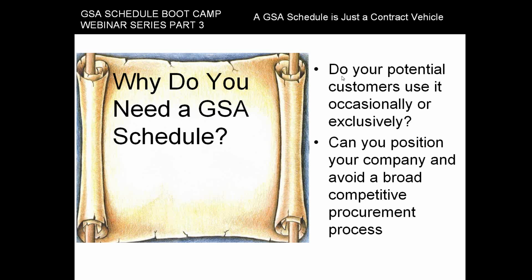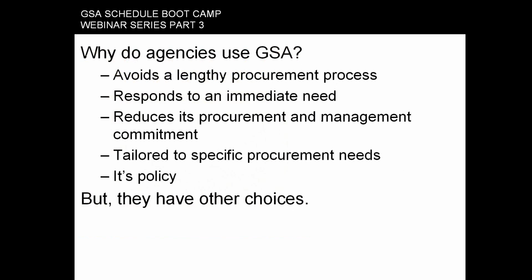So you would need a GSA schedule if your potential customers use it exclusively, and some do, or occasionally, and it is a vehicle that they turn to. And you want to have that vehicle, because if you don't have it, you can't get into the competition. Second, if you do have it, you can start to sell directly. You can position your company to perhaps avoid a broad competitive procurement process where there might be limited competition, and in some cases it could be a sole source, especially if you're a small disadvantaged organization.